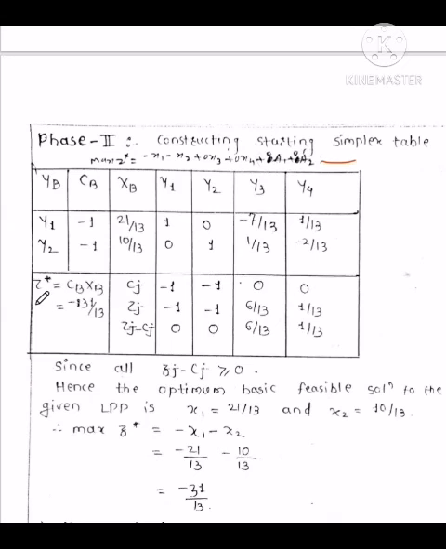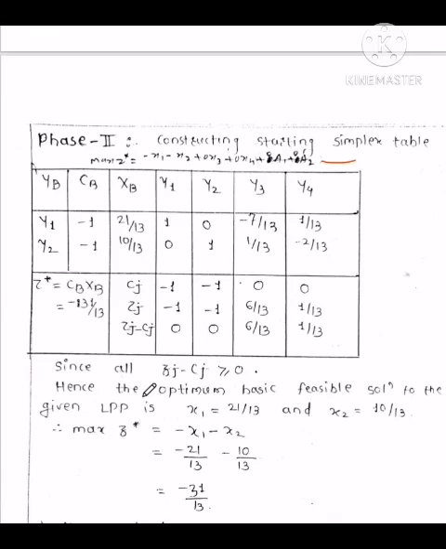So therefore maximum z star is cb into xb. By calculating this, cb into xb, you will get minus 31 by 13. cj means minus 1 minus 1, c1 c2 c3 c4: c1 is minus 1, c2 is minus 1, c3 is 0, 0. Then the corresponding zj, cb into yj, means minus 1 minus 1, 6 by 13, 1 by 13. So in this way, zj minus cj is 0 minus 1 minus 1 plus 1, 0 minus 1 plus 1, 0, 6 by 13 minus 0, that is 6 by 13, and 1 upon 13. So in this way, we can calculate all the values of zj minus cj.